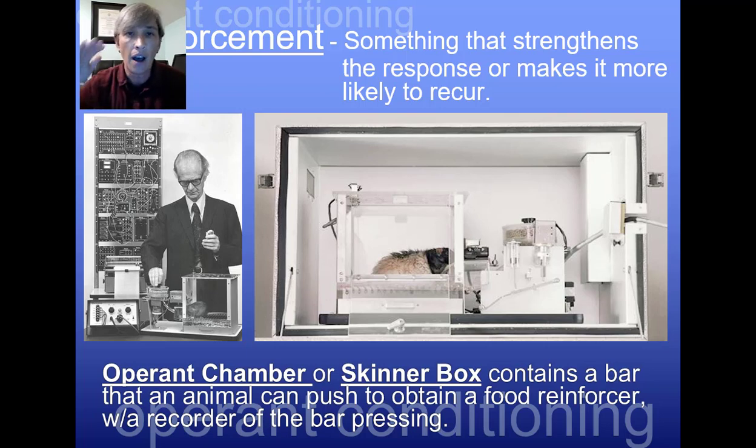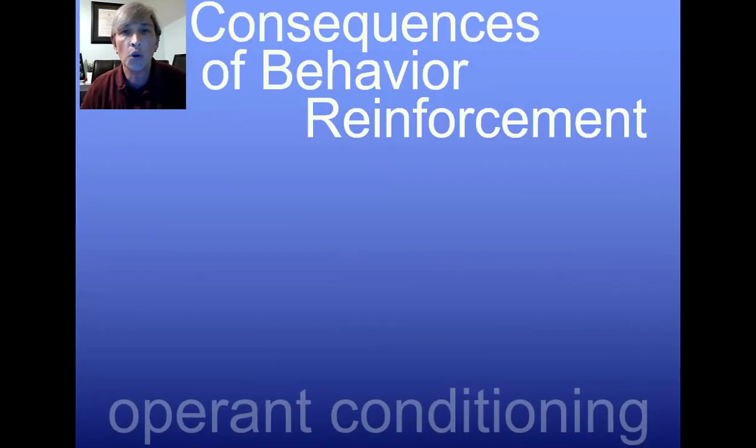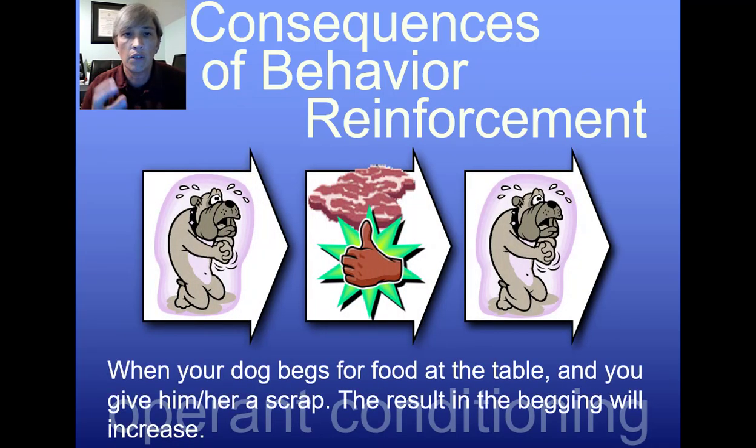And so, when I press this bar, I get a food pellet. How do I get to press the bar? How do I get the food pellet? I repeat a behavior. I'll show you some examples of this in class, of course, but the consequences of behavior is reinforcement. All right, so when your dog begs for food at the table, you give him or her a scrap. The result is that the begging will increase. So now you have reinforced, strengthened the likelihood that the dog is going to beg when you sit down at the table for a meal.